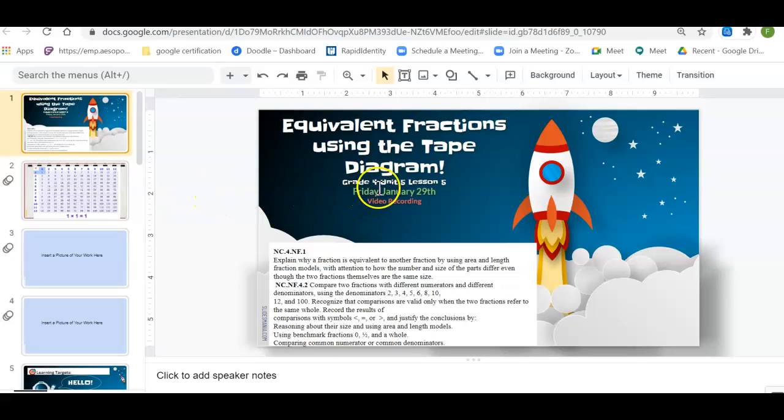Welcome students, today is Friday, January 29th, and we are continuing our work with fractions. We're now on lesson number 5, equivalent fractions using the tape diagram.